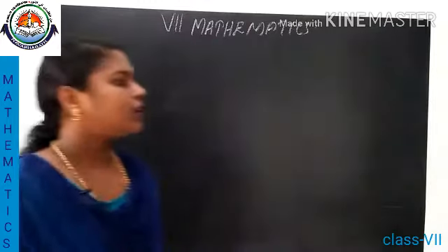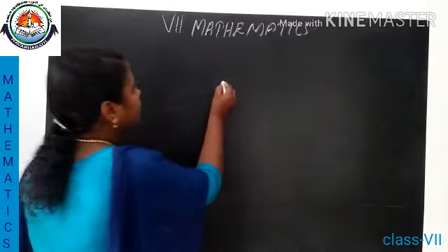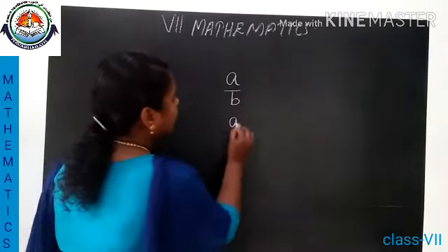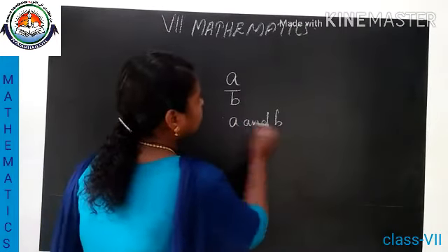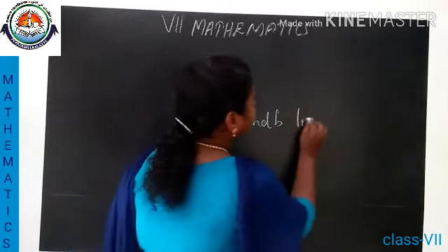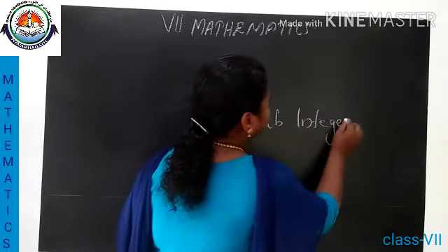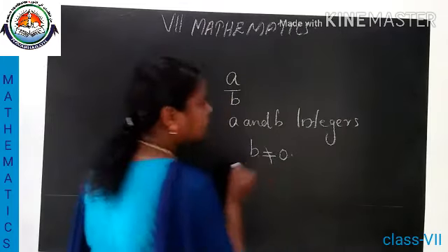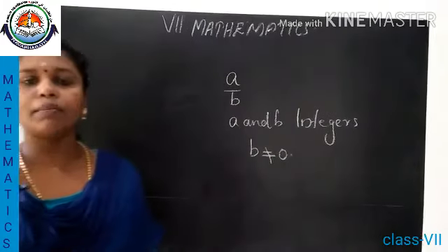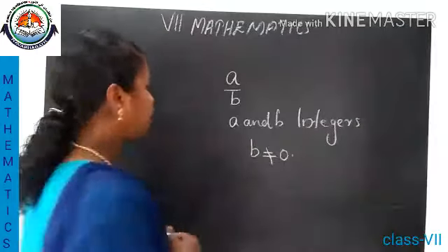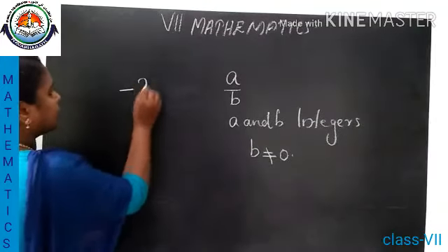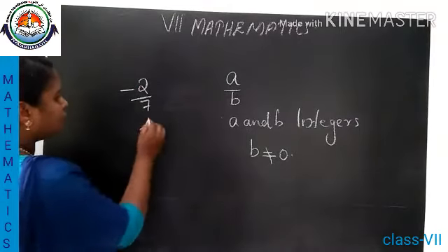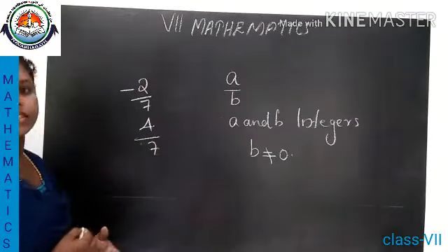Okay, so rational numbers are numbers we can express in the form of a by b, where a and b are integers and b is not equal to 0. So can you say some examples of rational numbers? Yes, negative 2 by 7 is a rational number. 4 by 7 is a rational number.